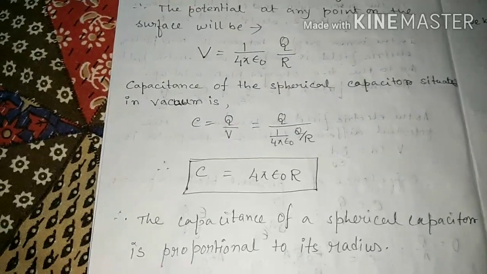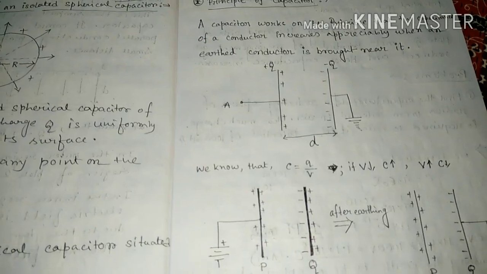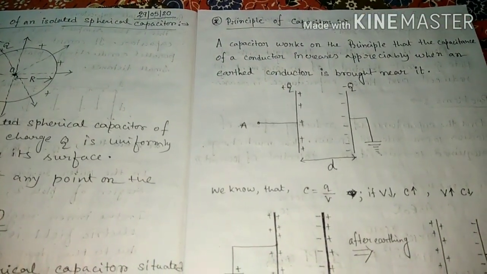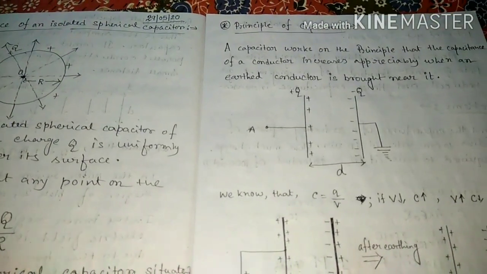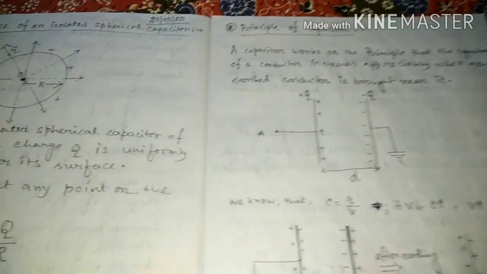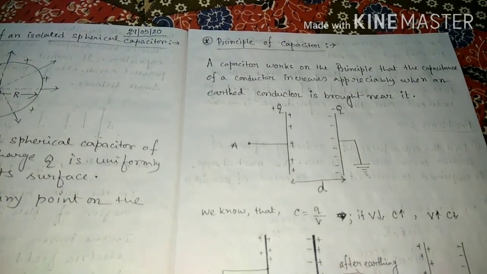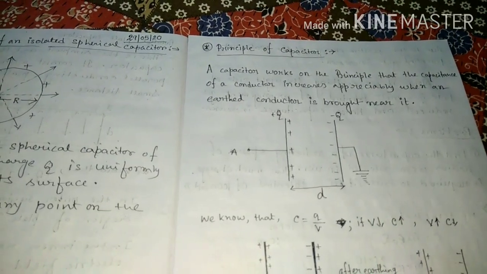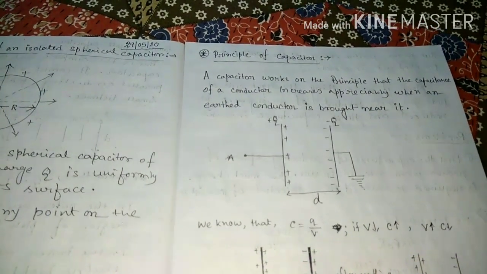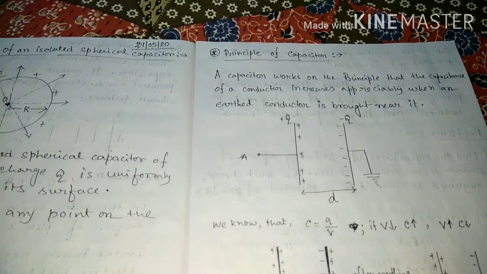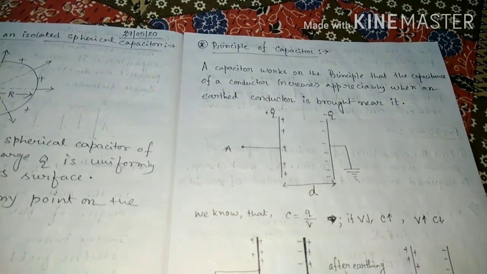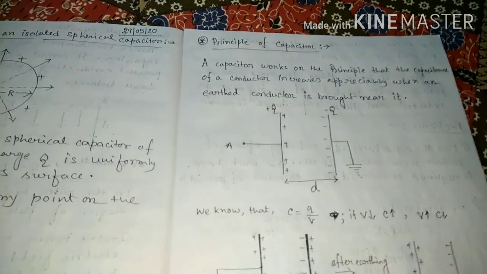R is the radius. Now we discuss the principle of a capacitor, how it works. Behind any device one principle also works. In class 11 we studied that in the case of a screw gauge or a vernier caliper, the principle is the micrometer screw. For the spherometer also, the micrometer screw. For an electric motor and electric generator in class 10, there is one principle behind them.